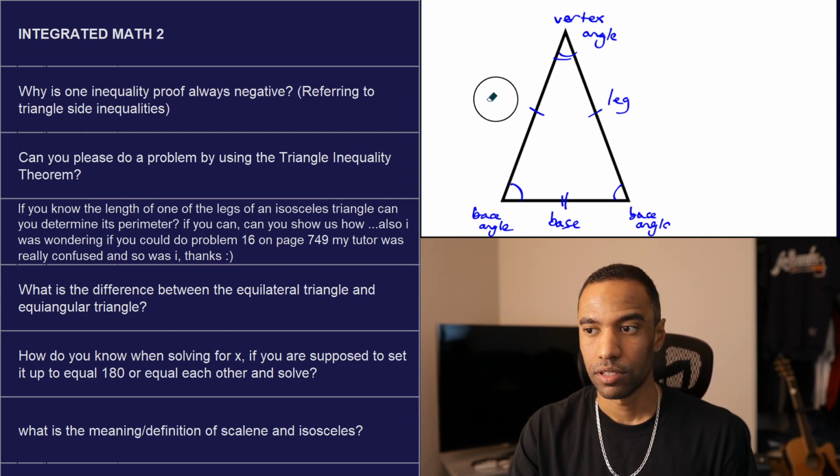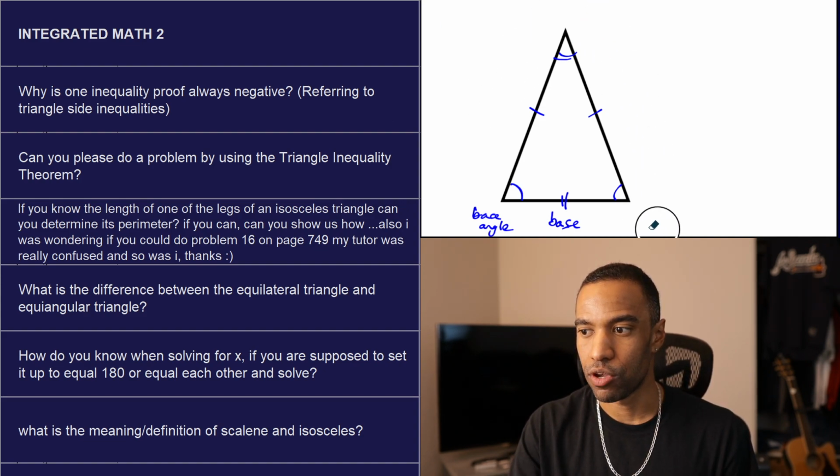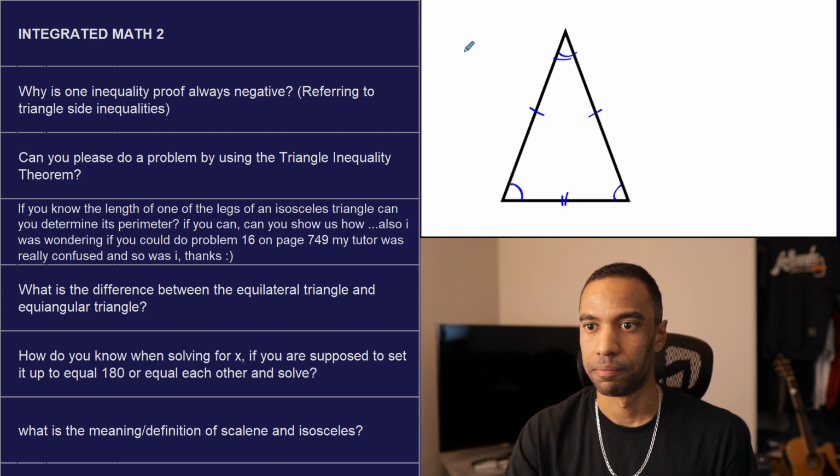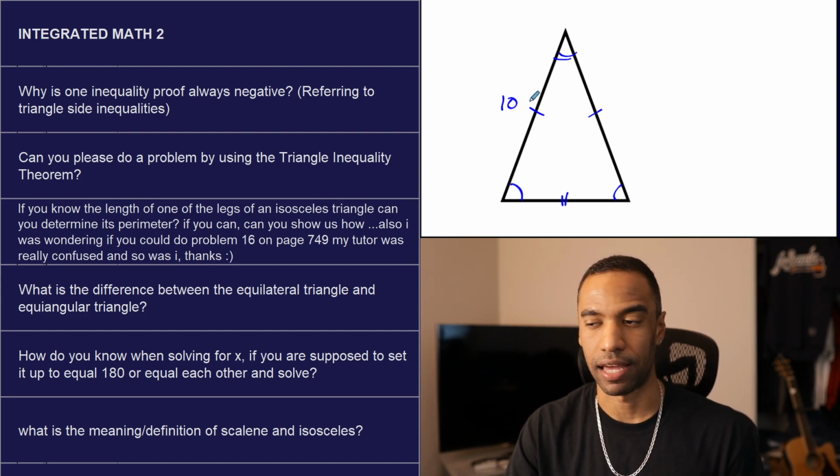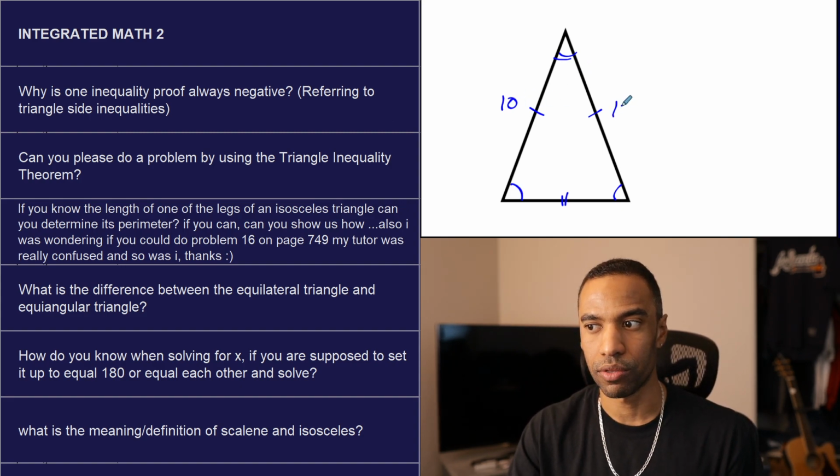What if, let's erase some of the names here. What if I gave you that a leg length is 10? Okay, get its perimeter. Now, perimeter means adding all 3 sides and getting that entire length. If this is 10, then we know this is 10, right?